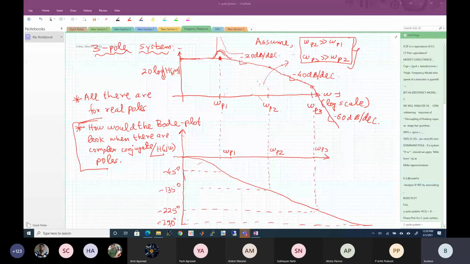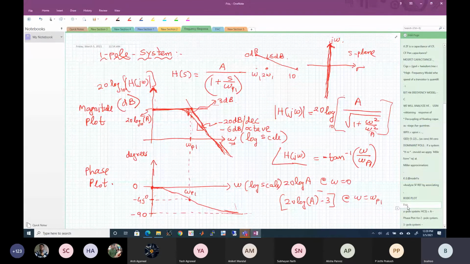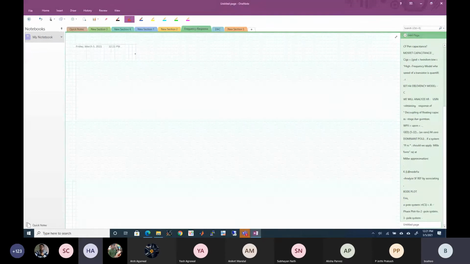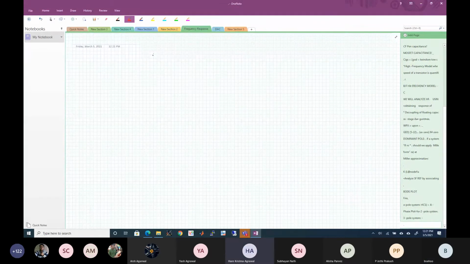How does minus 20 dB per decade come in? Can anybody tell me how minus 20 dB per decade comes in? Let's prove this now. So if we put delta omega and solve it, then I guess it should come.